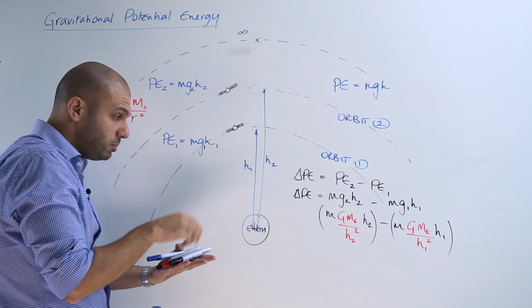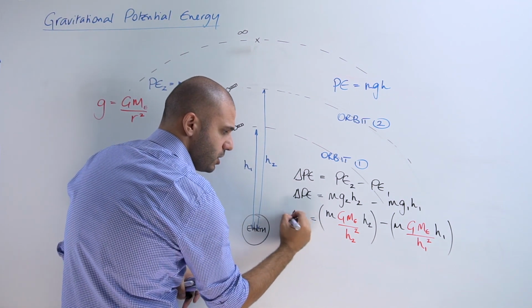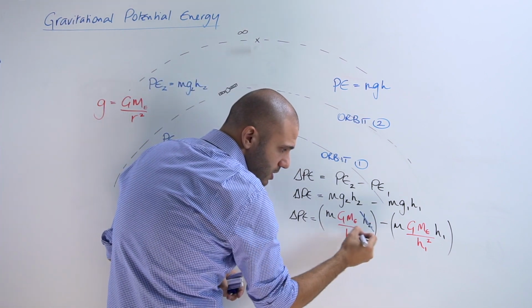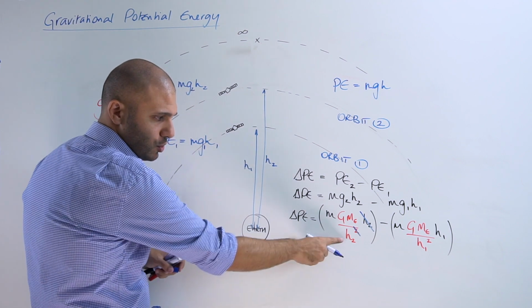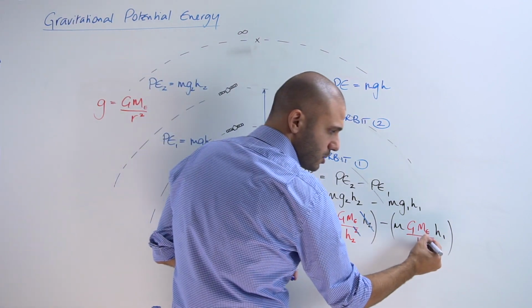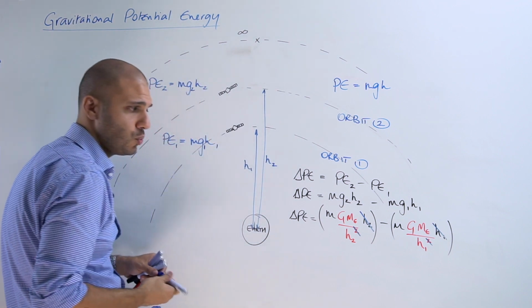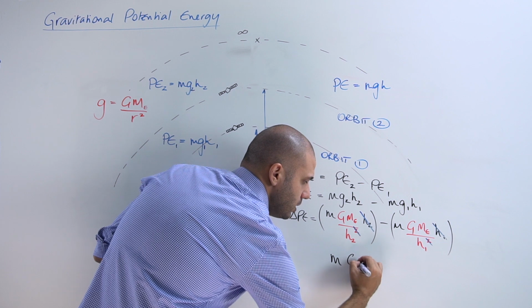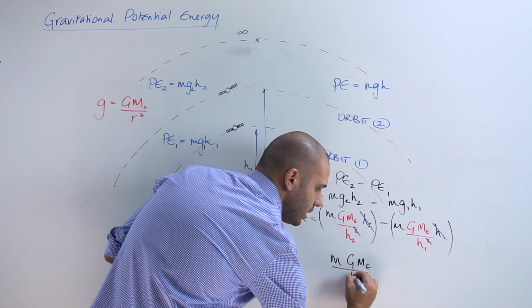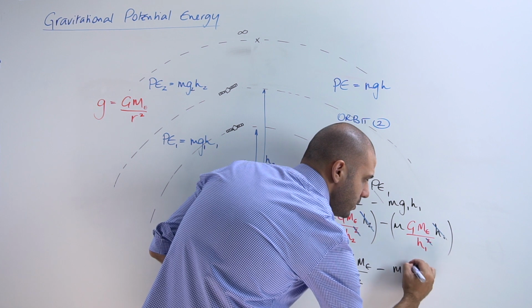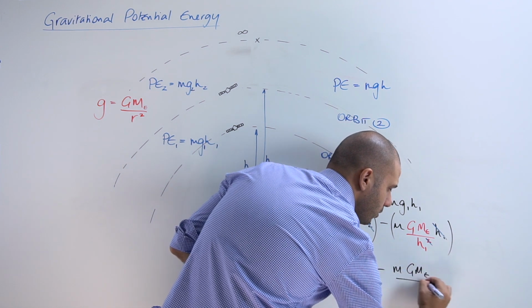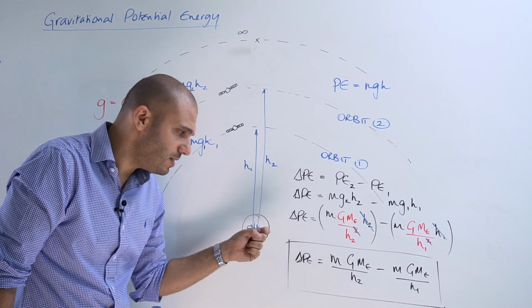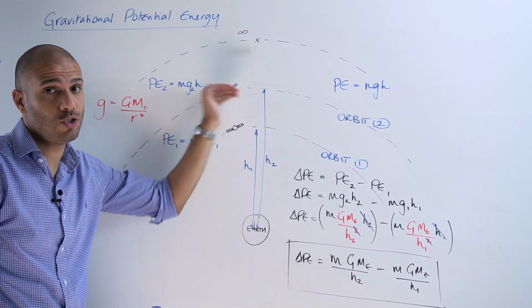Now we can simplify this equation by doing away with this h2 and one of the h2s in the denominator, because that's squared, and the same thing with h1. What we'll end up with is mG times the mass of Earth all over h2, minus mG times the mass of Earth all over h1. And that is how we can find the difference in potential energy between these two points.